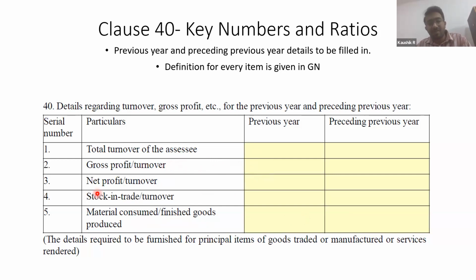Net profit, that is always there with us. Stock in trade is available. So for this clause 44 item, material consumed, finished goods, gross profit, for all of this, we have to rely on these definitions and get the correct understanding and do the calculations. Is it clear? Any doubt in this slide? Yes. So let's go to the next slide.